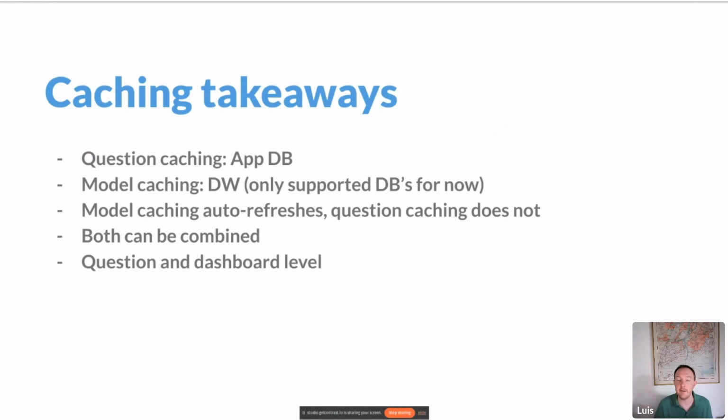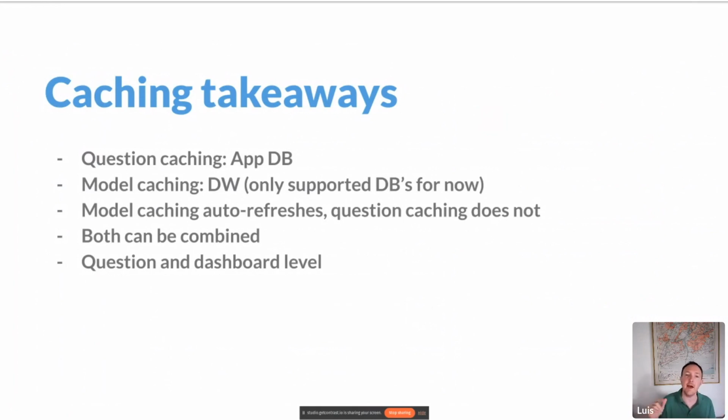Both can be combined. It's not exclusive. You can have question caching and model caching. And something really interesting is that for question caching, there's caching at the question level and also at the dashboard level. So you can go to a dashboard and say, hey, Metabase, I want you to cache all the questions in the dashboard for the next 24 hours, right? And Metabase will cache that for 24 hours.